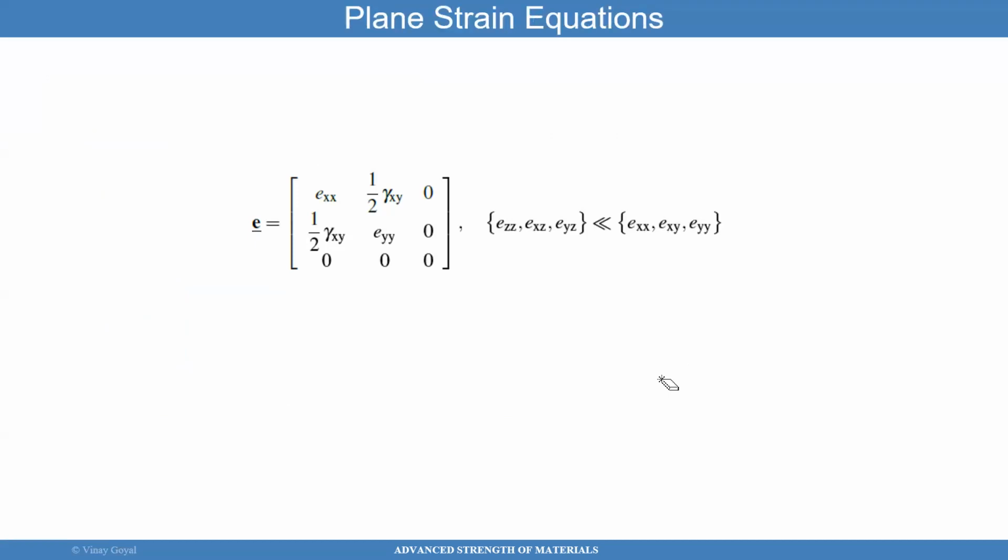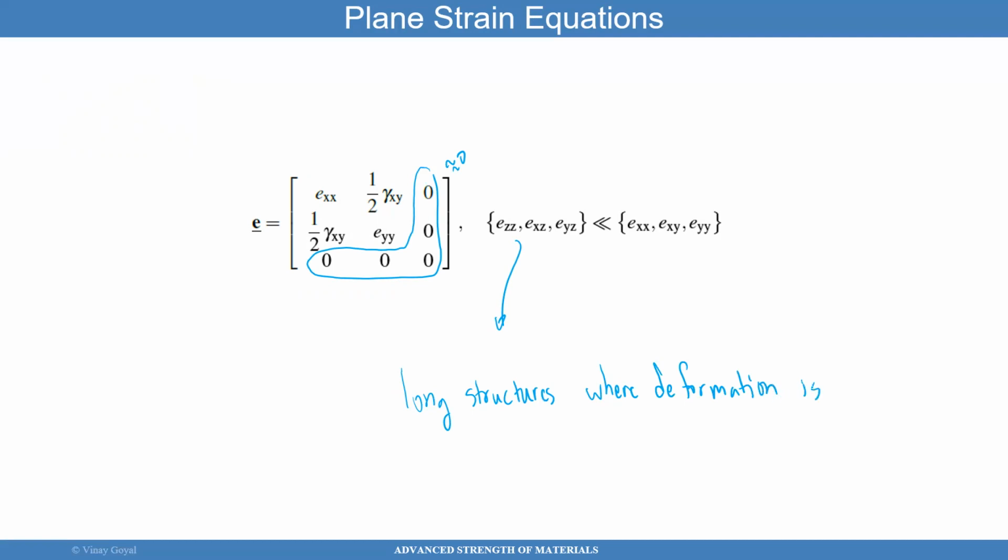So what does that mean from the constitutive law standpoint? It means that these strains here are close to 0 relative to, and this is from my book directly. And when this is true, it tends to be true when you have very long structures where the deformation is not expected to change along the z direction.